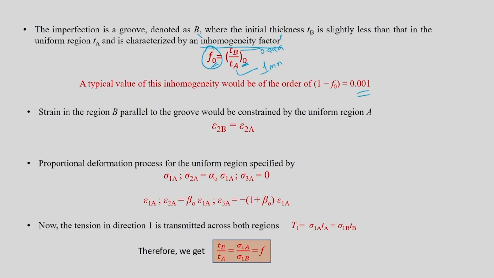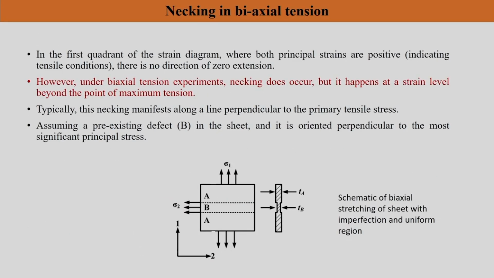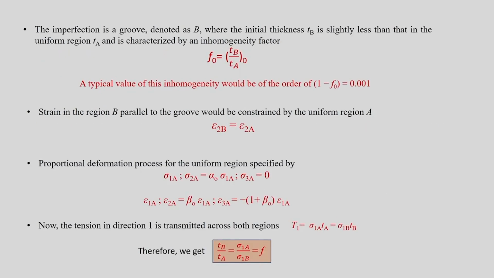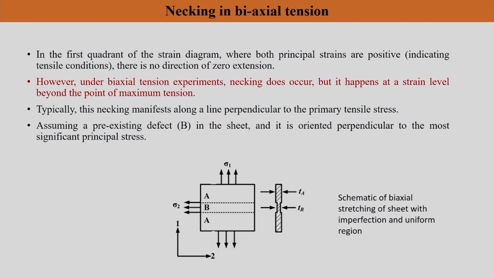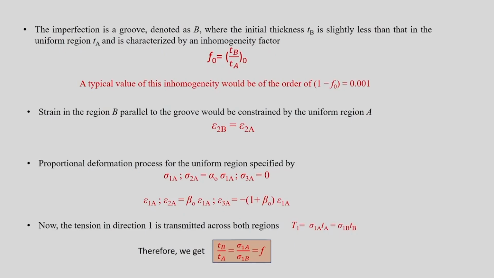Okay, so as discussed in the previous section, strain in the region B, parallel to the groove, would be constrained by the uniform region A, and I can say epsilon 2b would be equal to epsilon 2a. Along this direction, these two regions are going to have the same strain: epsilon 2a is equal to epsilon 2b.